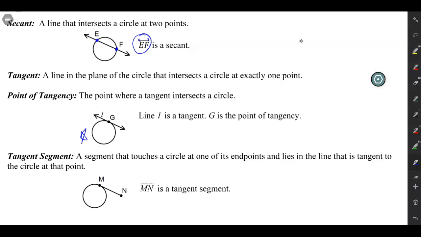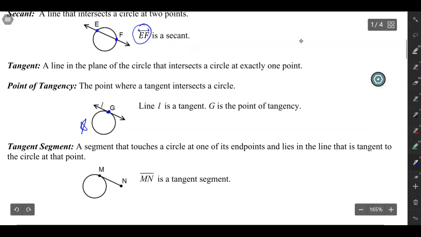With tangent lines, we care about what's called a point of tangency. So the point of tangency is the point where the tangent actually touches the circle. So in this picture down here, we would say that line L is tangent, and this point G is the point of tangency. Okay.